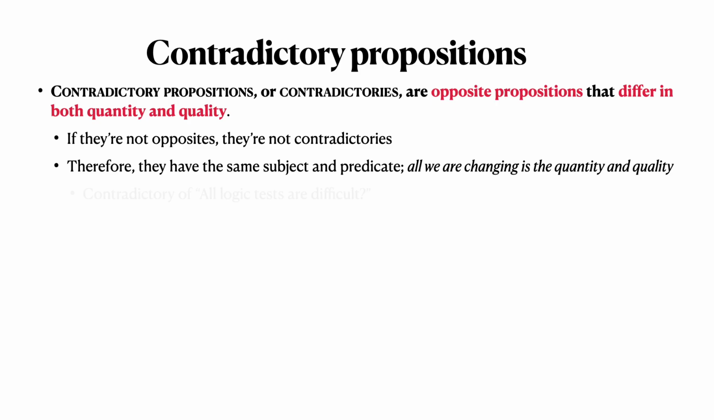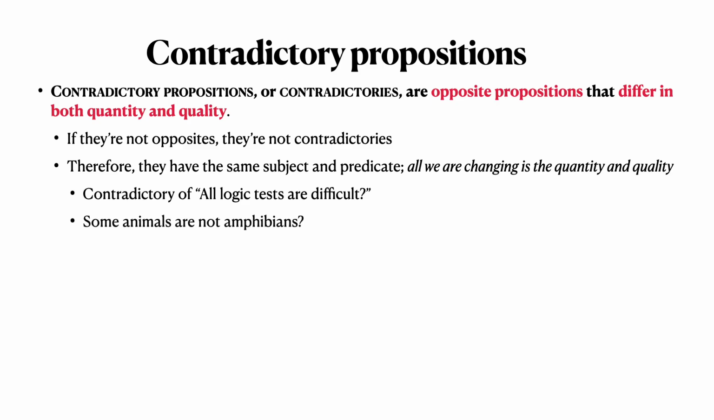So, the contradictory of all logic tests are difficult. Well, that is an A proposition, and so we have to change its quantity and its quality. That means to change its quality, we'd move to our right to get to the E proposition, and to change its quantity, we would move down to the O, and then we've changed both. So the contradictory of all logic tests are difficult is going to be some logic tests are not difficult. In other words, it's the O proposition with the same subject and predicate.